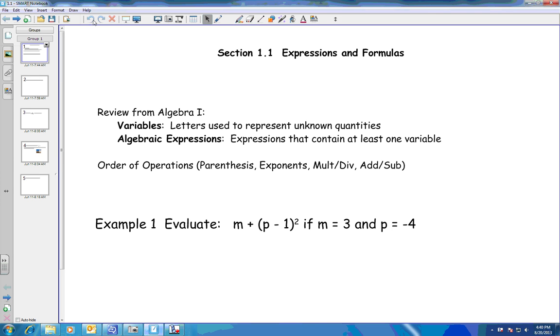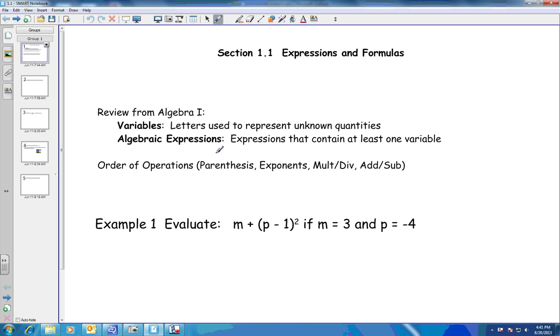Okay, this is the video over section 1.1, and this is just a basic review of Algebra 1 over expressions and formulas. So first, just to make sure we're all on the same page, variables are used in algebra, and variables are just letters used to represent unknown quantities. And algebraic expressions are expressions that contain at least one variable. And remember, anytime we're solving or evaluating expressions, we want to follow the order of operations.